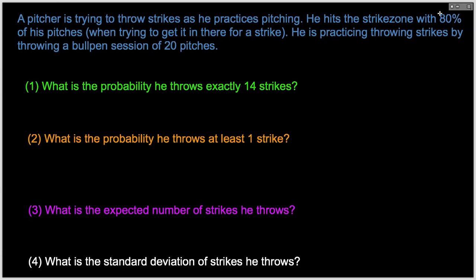Now, before you even get started on these questions, the first one asks: what is the probability he throws exactly 14 strikes? You've got to recognize this as a binomial random variable problem. And when you see a binomial random variable problem, the first thing you're going to do is identify a trial and a success.